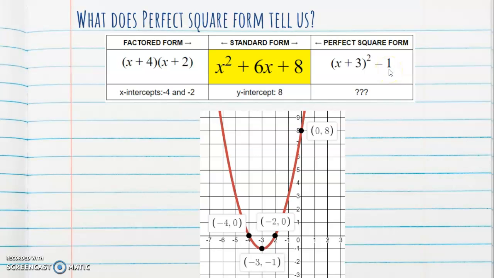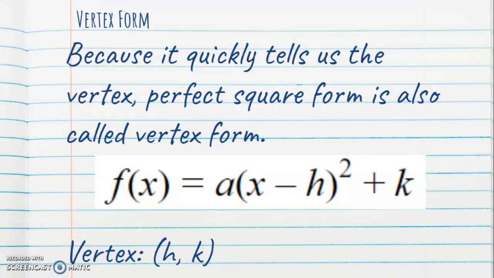And so perfect square form tells us the vertex. And because it quickly tells us the vertex, we more commonly refer to perfect square form as vertex form. It just makes sense, right? You want to know the vertex, put it in vertex form. And so the vertex is at h and k.